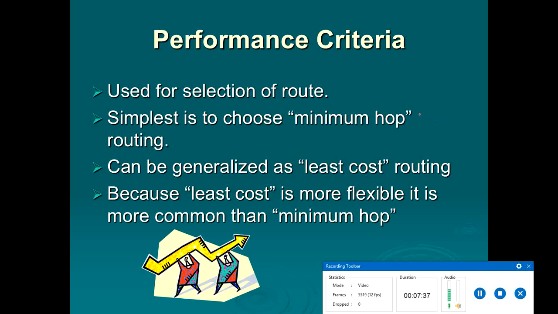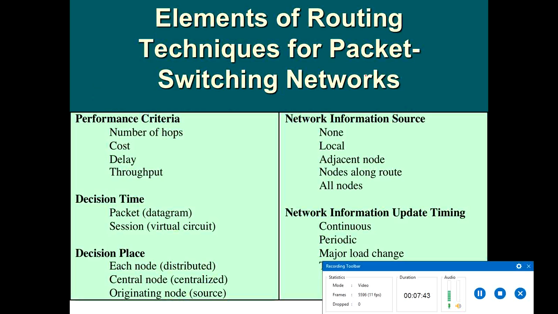So let's talk about the performance criteria. Alright, let me just go to the next slide first of all. These are some of the elements of routing techniques for packet switching networks. In elements of techniques under packet switching networks, we have many different categories. First one is the performance criteria, then we have decision time, then we have decision place, network information source, and network information update timing. So all of these elements we are going to discuss.